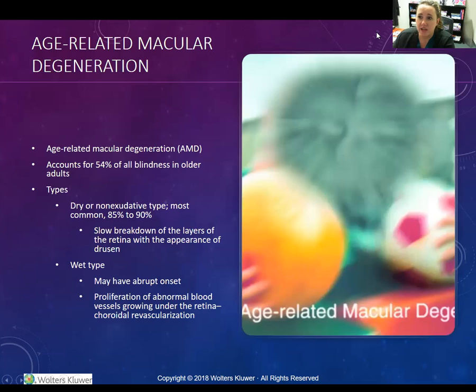And then we have age-related macular degeneration. This accounts for 54% of blindness in older adults. We have the dry or non-exudative type, which is the most common, and then the wet type.